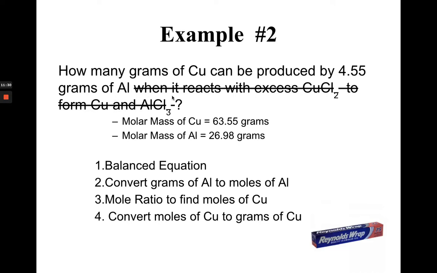And all this stuff about when it reacts with excess, we don't care about the excess reactant and to form, and we're not asking about the products this time. We're asking about the copper, but we're not asking about it in terms of this clause here. We really want to get it down to the clause where we see the how many and the number, the given. So we're going to get that set up.